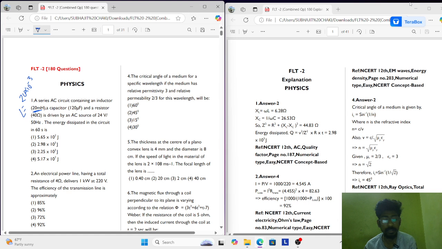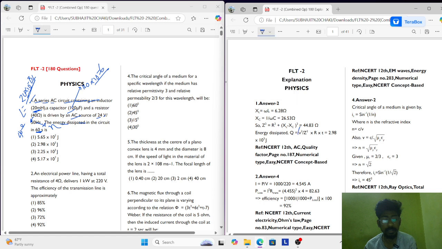So we'll be starting with the physics section. The first question says a series AC circuit contains an inductor of 20 millihenry, means 20 × 10^-3 henry, a capacitor of 120 × 10^-6, and a resistor of 40 ohm. It is driven by an AC source of 20 volt and 50 hertz, so the frequency is given. The energy dissipated in the circuit in 60 seconds is what you have to calculate.